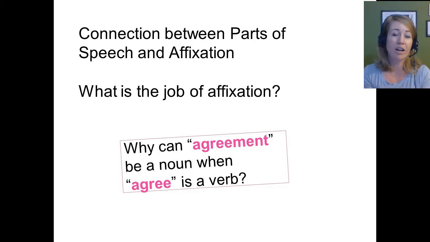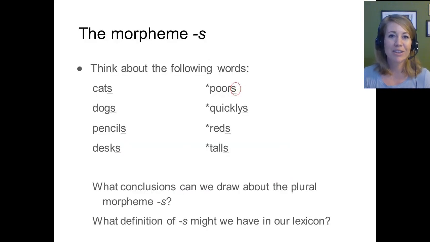And by doing this, we're going to also address the one question I've been proposing in the last couple lectures. Why can agreement, this is one of the words in our taco story exercise, be a noun when agree is a verb? So let's dive into this question and talk about this concept that we're addressing, where parts of speech meets morphemes, meets prefixes and suffixes. And let's start by looking at the morpheme S. And we're specifically looking at the plural S. Okay, so plural as in cats, dogs, pencils, desks.